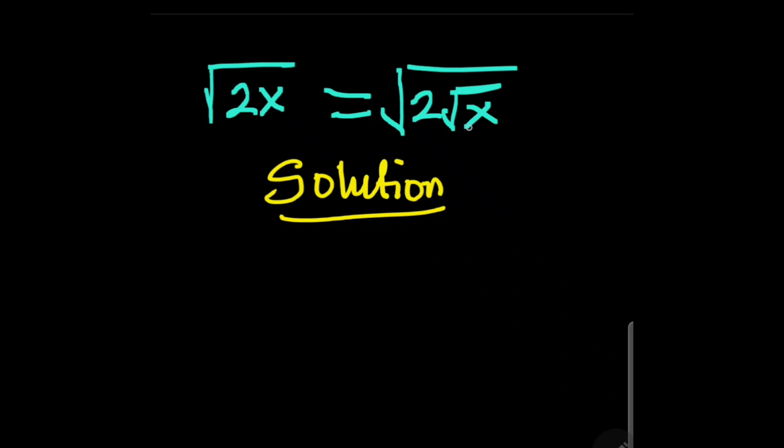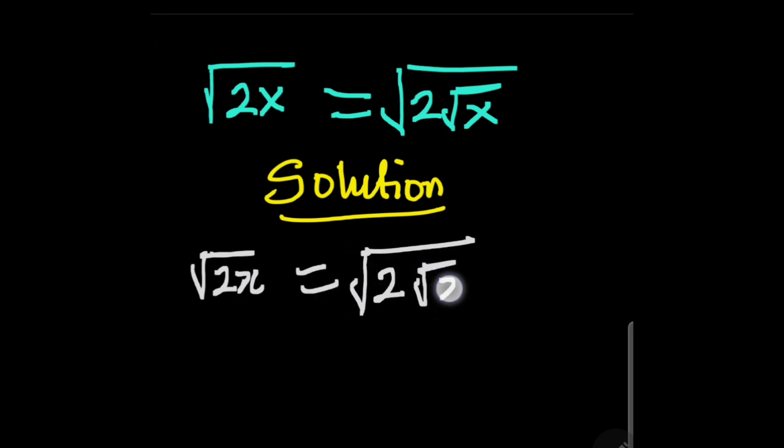We're going to solve for the value of x from this radical equation. We're given that square root of 2x is equal to square root of 2 root x, and we are looking for the value of x that will satisfy this equation. The first thing we need to do is to rewrite the equation. So from the left hand side we have square root of 2x, which is equal to square root of 2 then root x.